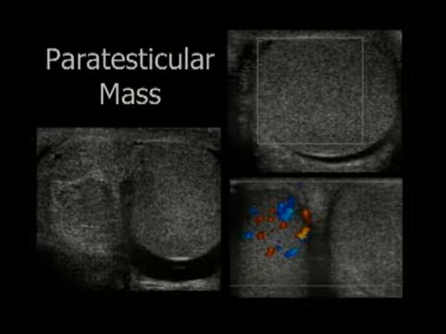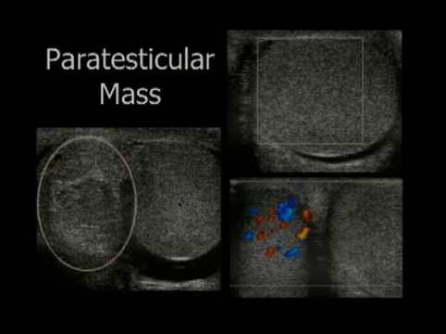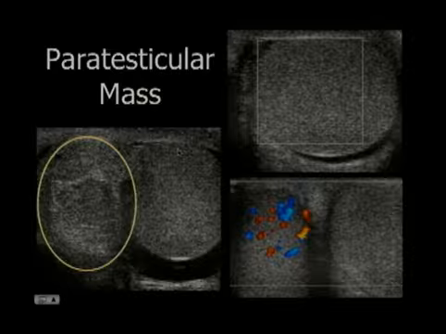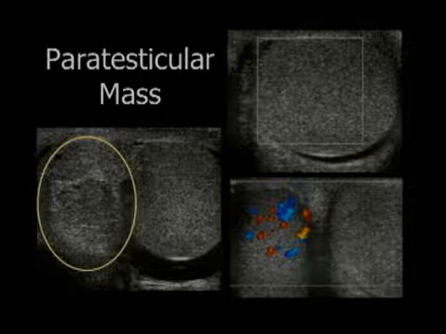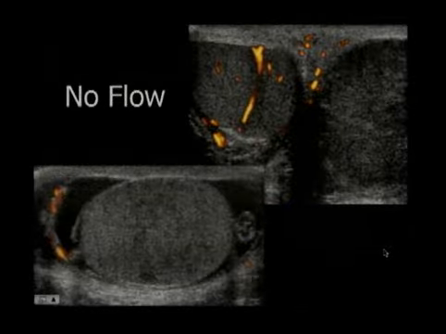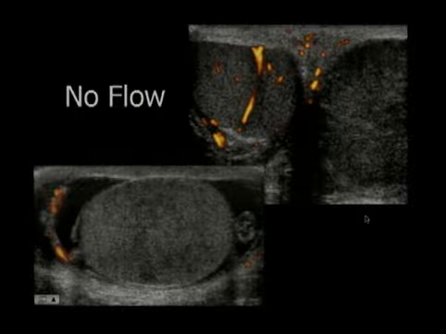This paratesticular mass has also been described. Here's the testicle. Here is this abnormal, almost equally large soft tissue mass within the scrotum, and this is going to be composed of the twisted cord, the swollen epididymis. Again, color Doppler is our key. Flow in the asymptomatic normal side, no flow in the symptomatic torsed side. Again, color Doppler, this is your key, okay?